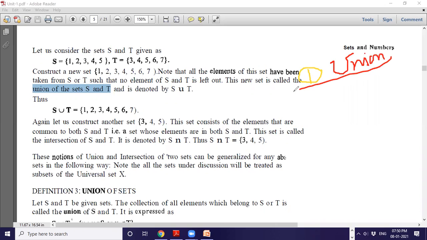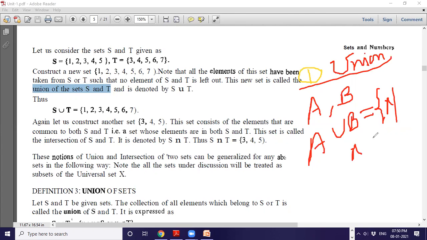So how do we go about finding the union? Let A and B be two sets, then the union will be A union B, which will consist of all those elements x where x belongs to A or x belongs to B. Is this clear? So in a union we have to take all the elements of A and B. Yes, we must not repeat them.